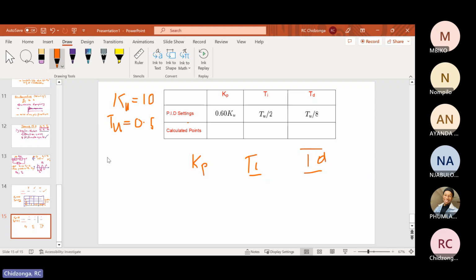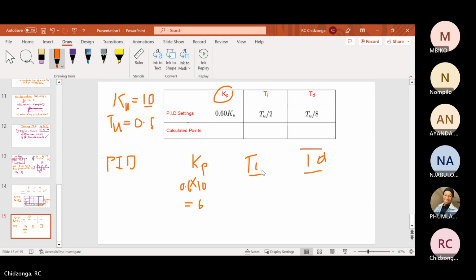I am using the full three-term controller, which means my controller has all three parts: the proportional, integral, and derivative components. So I now go back to these little equations. According to this method, I must set Kp to be 0.6 of the ultimate gain. So I say 0.6 times 10, because 10 is what I measured to be the ultimate gain. This gives me a proportional value of 6.